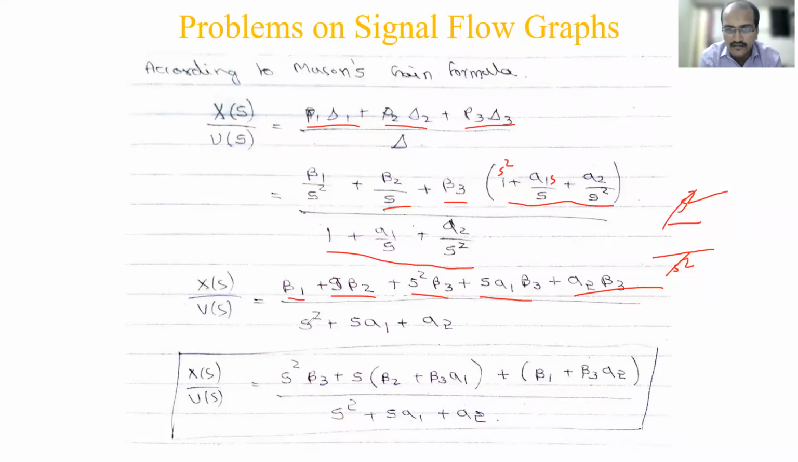Now here 1 is there, that's why S square will come. And here A1 by S is there, so that's why 1 S will come as A1. Here already S square is there, that's why just plus A2. So this is your transfer function.